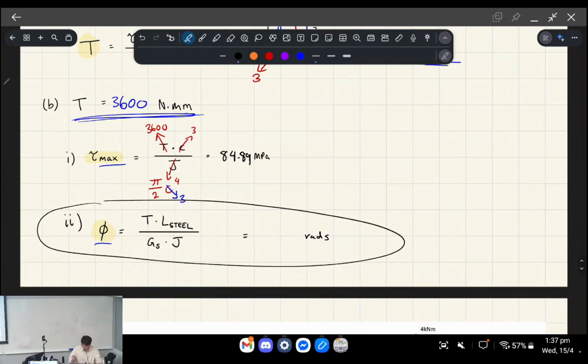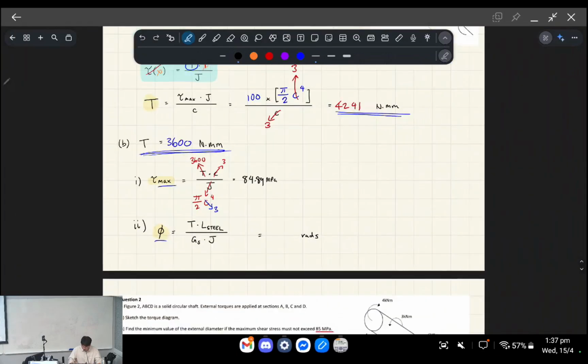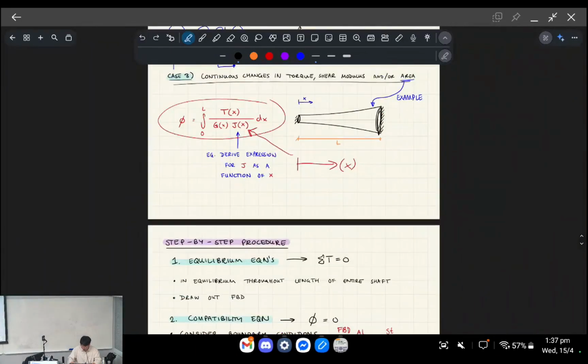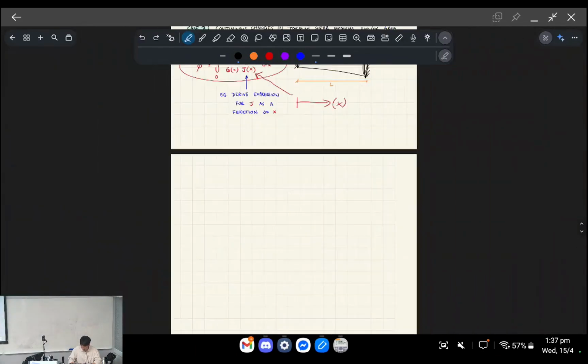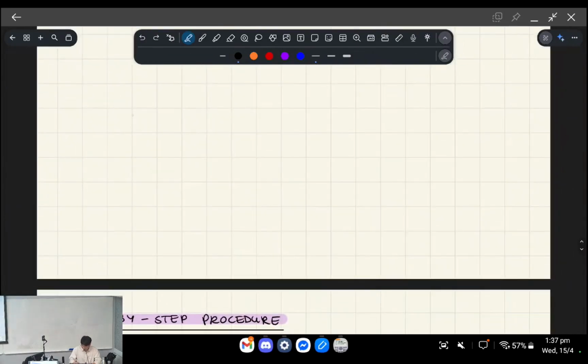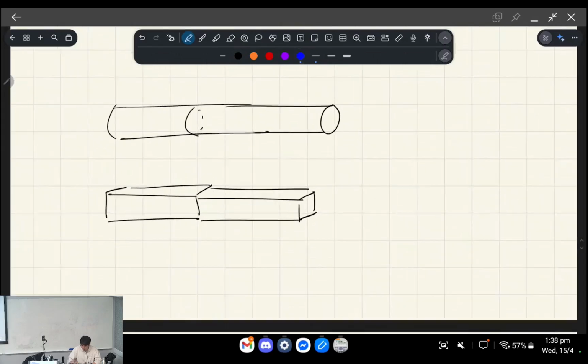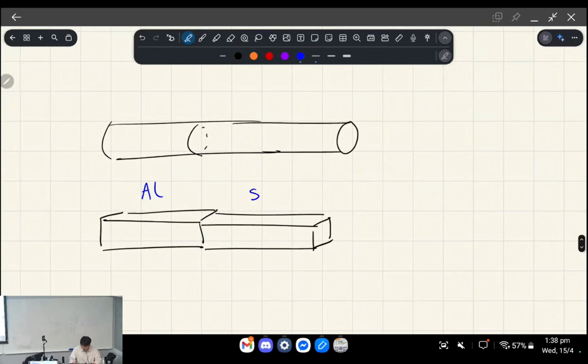Okay, and then the second part is what's the twist in just the steel? Before that, I need to give you guys a bit more context. I know we have a cylindrical rod, but it's very hard to demonstrate what's going on if I just show you it as a circular cross-section. So instead, I'm going to show you it in terms of a square. Just trust me. So you've got a square section, and this part's aluminium and this part's steel.